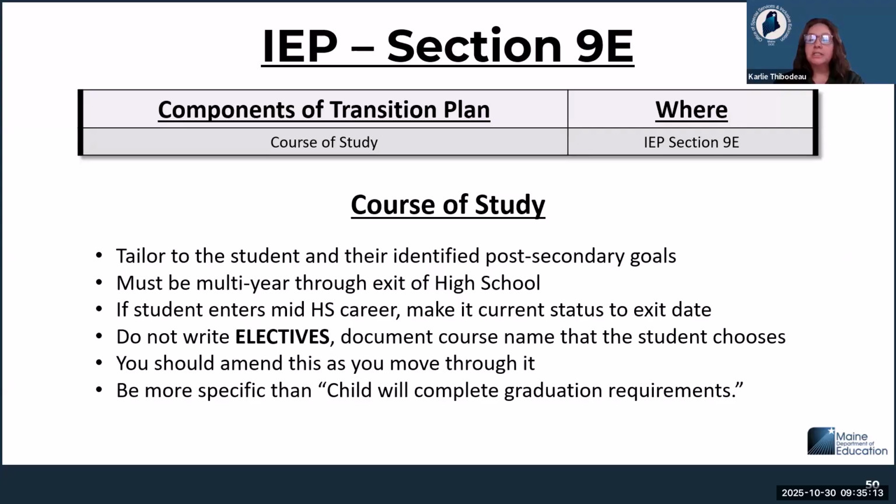Best practice when you're listing out these courses is to not write electives. You want to document the classes that they anticipate they'll be taking. And then again, this is that showing movement, right? So the student probably will change classes.